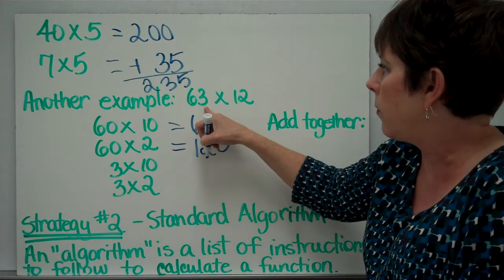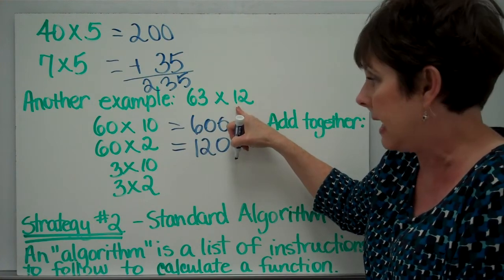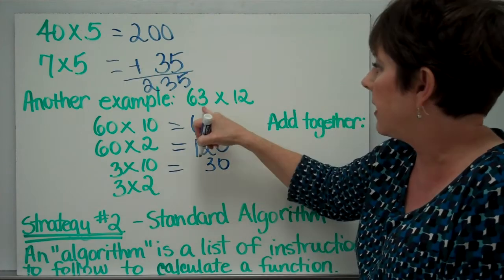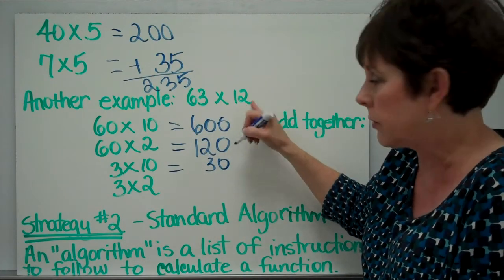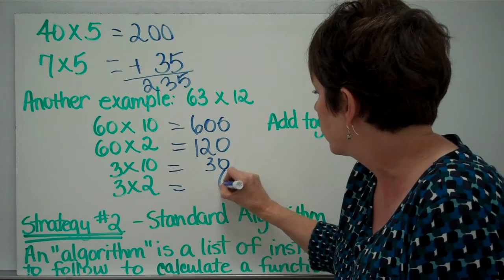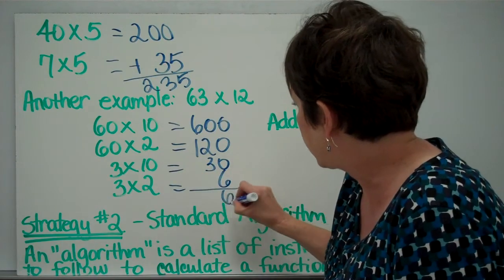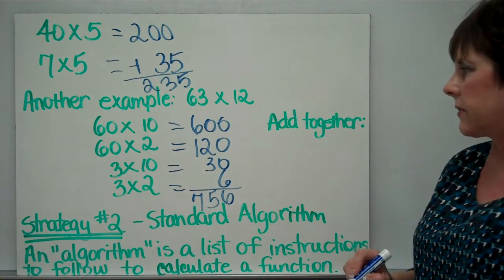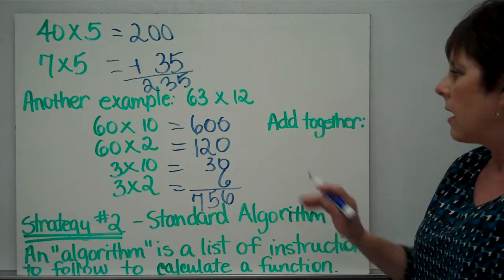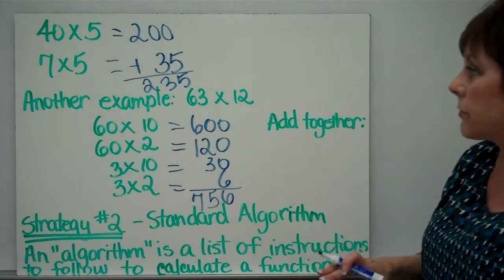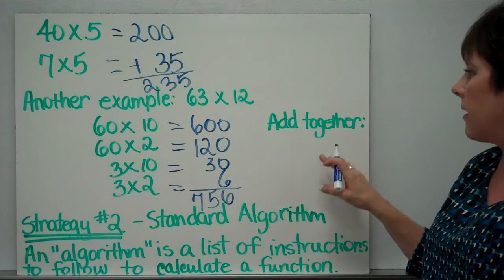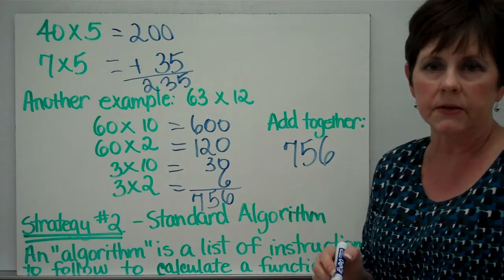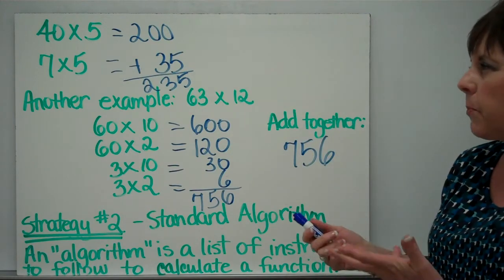Then we would take our 3 1s here and multiply it by the 10. 3 times 10 equals 30. And then 3 1s times 2 1s, 3 times 2 equals 6. If I add this all up, I get 756. Very easy to do. Some students really like this. You add it all together, and your answer would be 756.